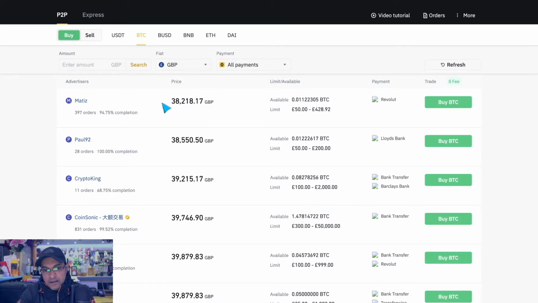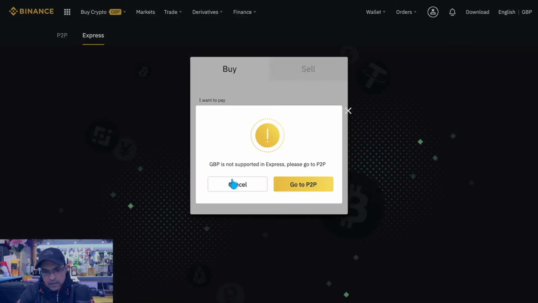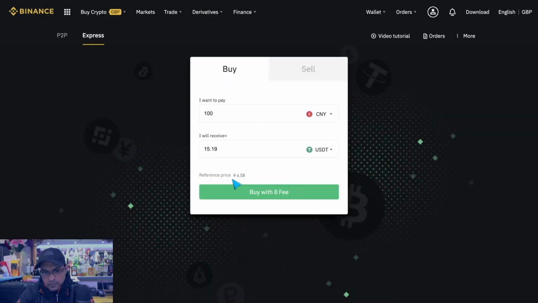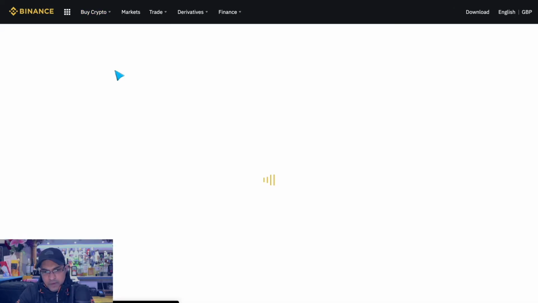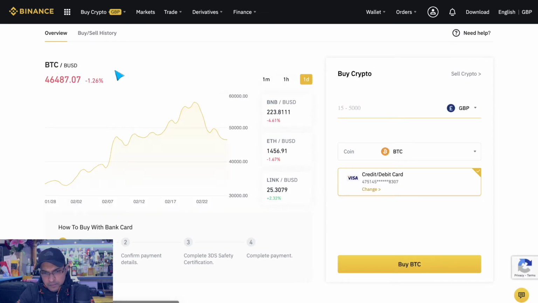So if he's selling it at £38,000 per BTC, you have to understand what the real price is. In order to see the real price, you can go to Express and get a rough idea. GBP is not supported in Express, so forget that. Let's just go to buy with credit or debit card, and see what BTC price shows up.